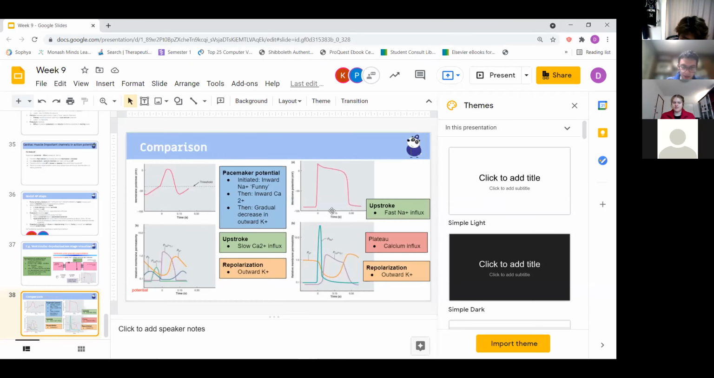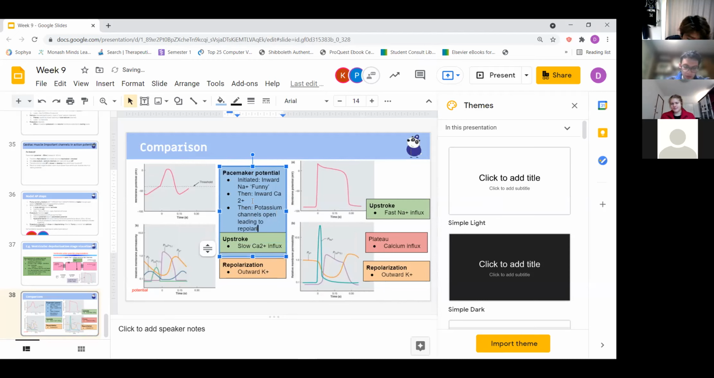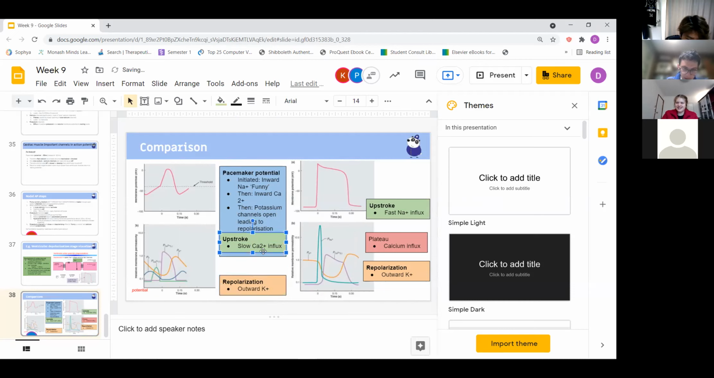What I'll just do here to make sure there's no confusion is I'll add in another step, which is potassium channels. Polarization. Sorry about that. I know it's unprofessional to do this, but it's better to clear confusion here and now.